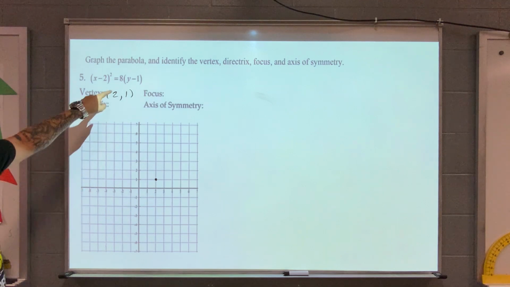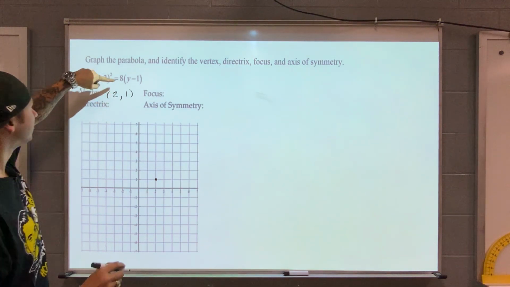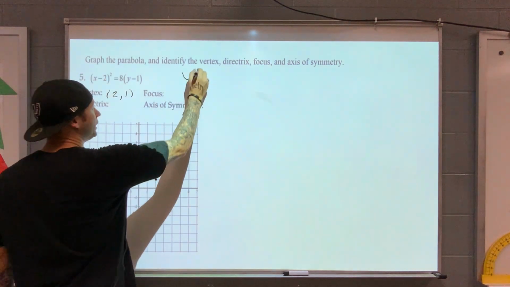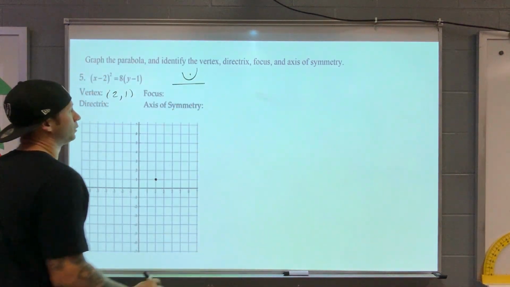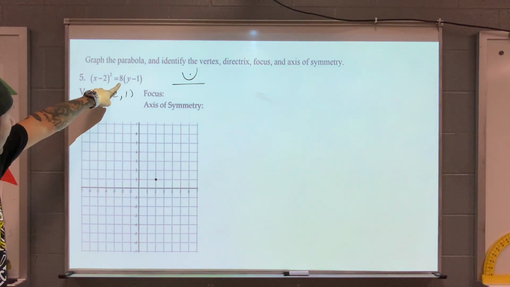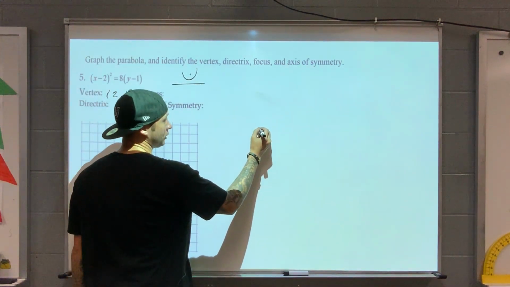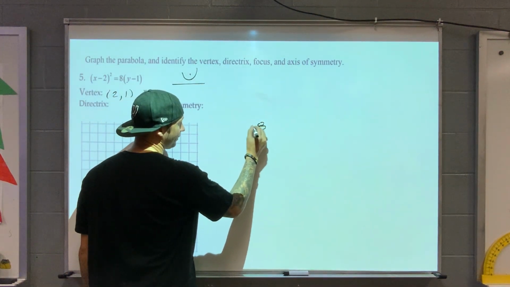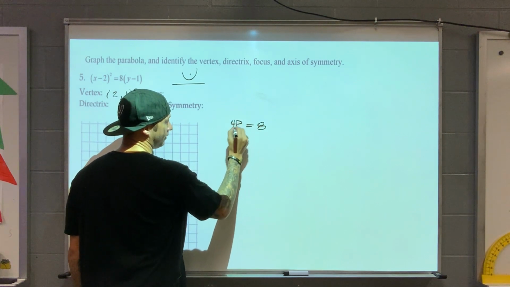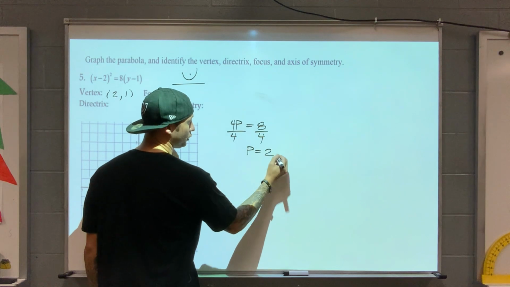The x has the square, so it's going to open up or down. This is positive, so I know it's going to open up. So we're going to have something that looks roughly like this. Set this value equal to 4p so we can find the focus and the directrix. So 8, divide both sides by 4. P is equal to 2.